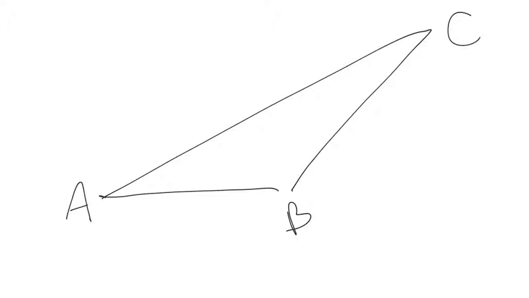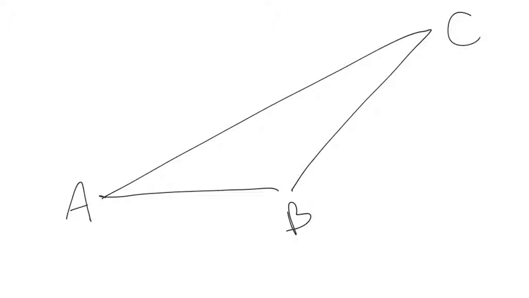Hi everyone. In this lesson, I'm going to talk about another special line segment in a triangle, which is known as the altitude. So here is a triangle ABC, and I've intentionally drawn it in a way that will allow me to illustrate the importance of an altitude. You can see that this triangle is an obtuse triangle.